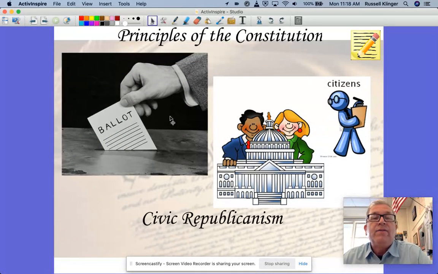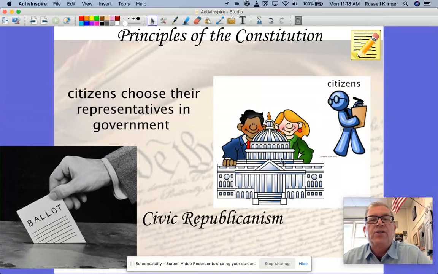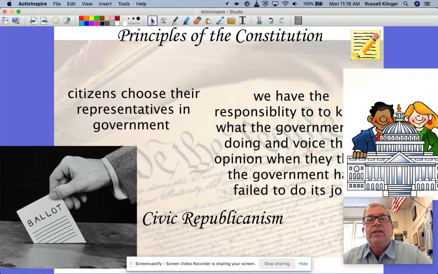The idea of something called civic republicanism is also an important part of a principle of the Constitution. This idea that citizens choose their representatives in government. We choose members of the Senate and the House of Representatives. We choose through our vote a president, right? We choose these people because we want them to represent our needs.